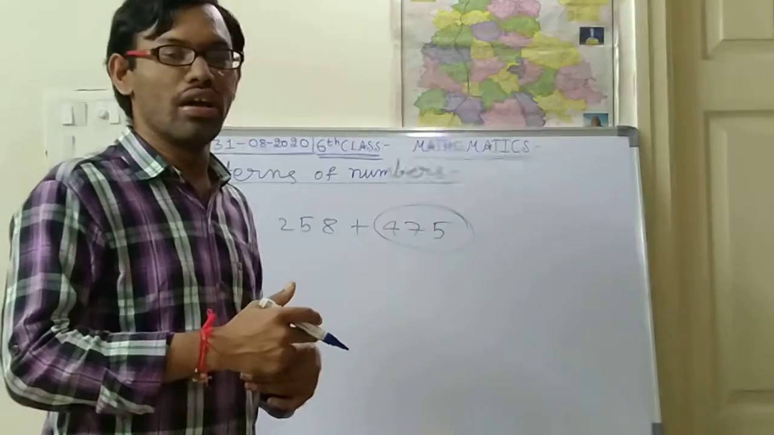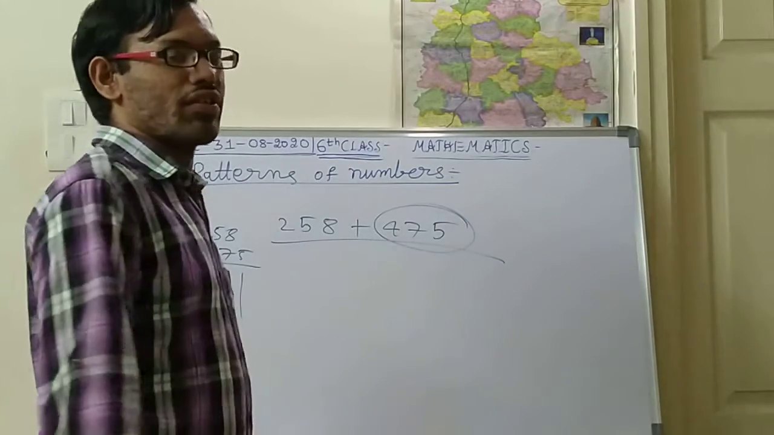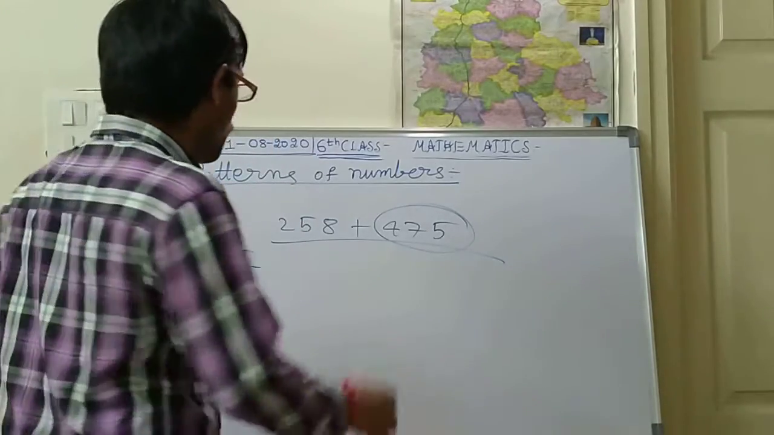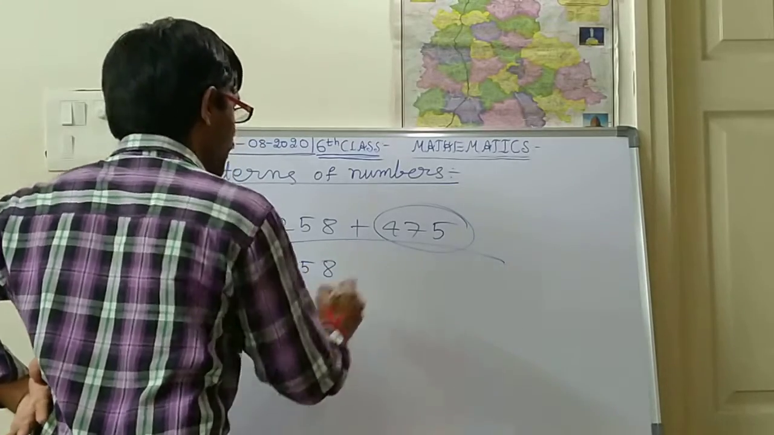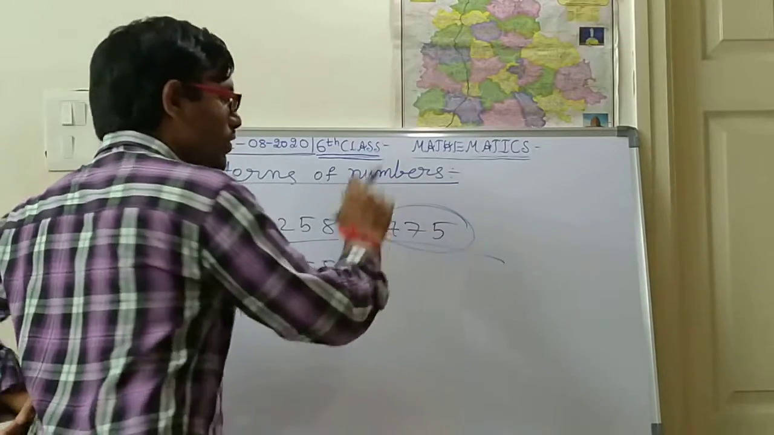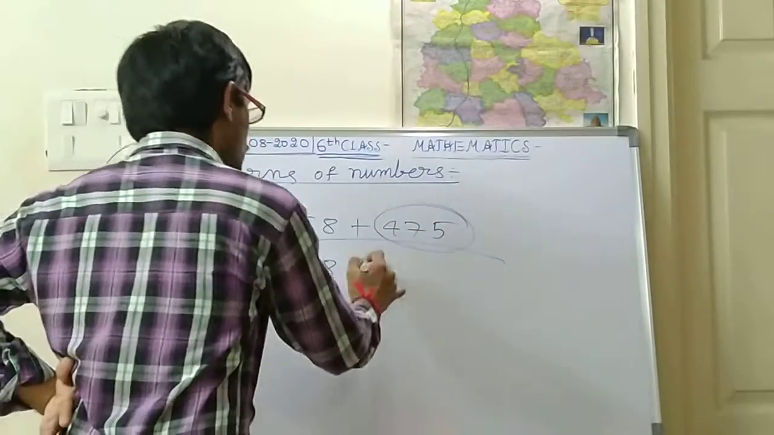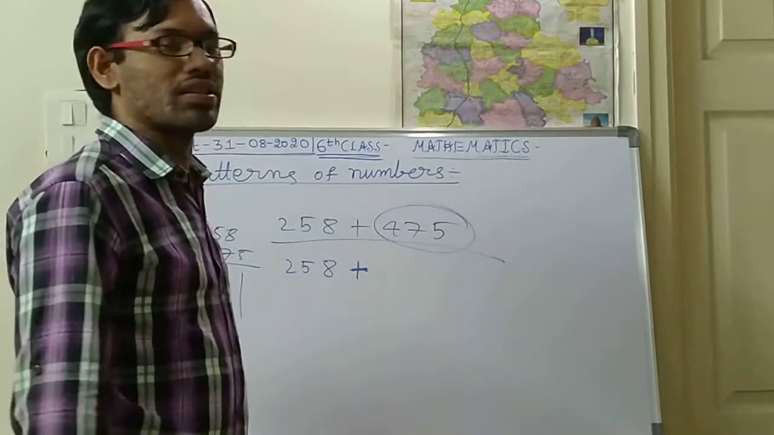Very fast. Okay, so suppose 258 plus 475 is there. You want to do this very fast. So for this, what you have to do? First 258 as usual you will write. Next plus 475. Instead of 475, how you will change this one, means subtraction of two numbers.